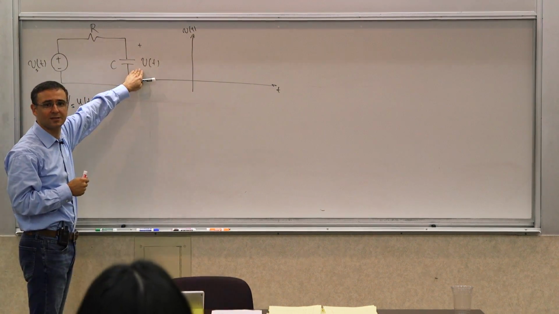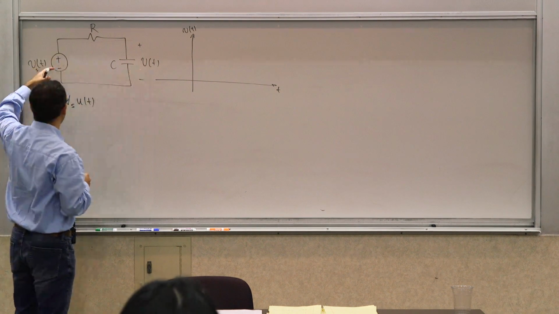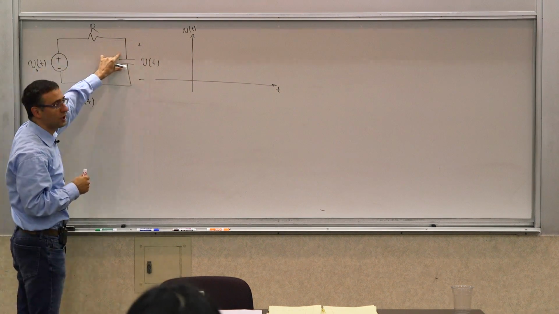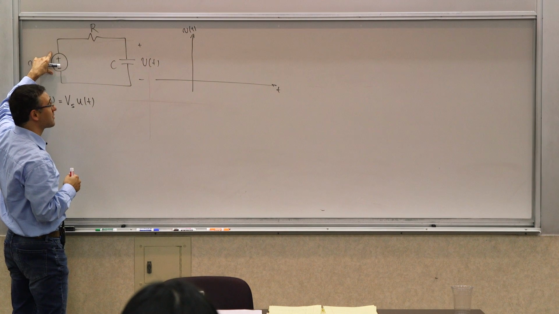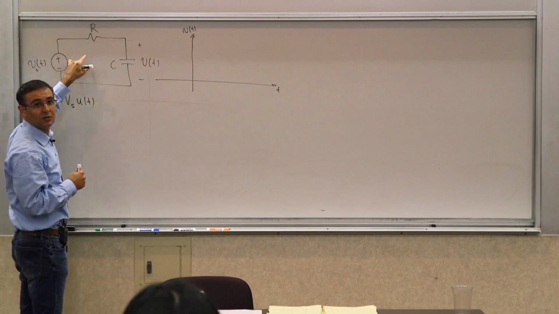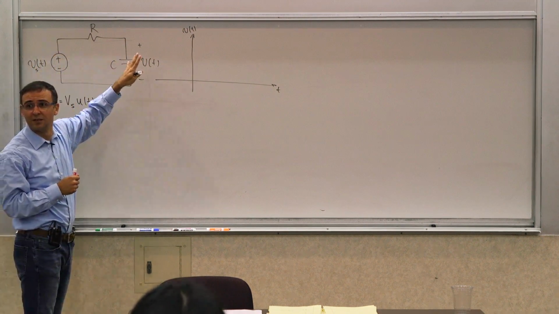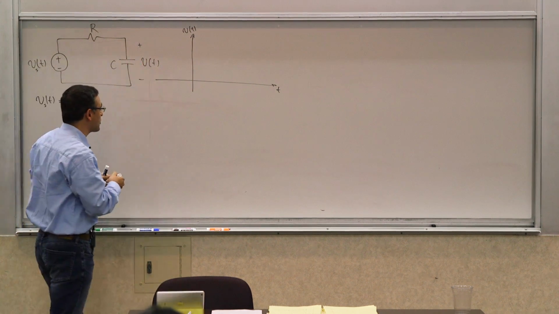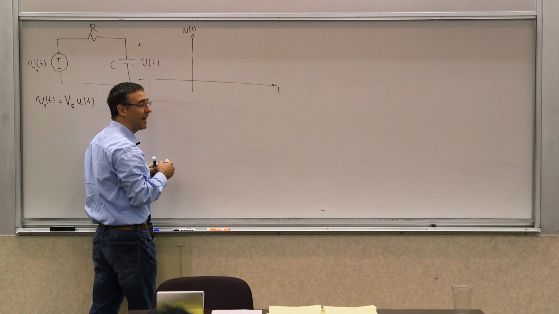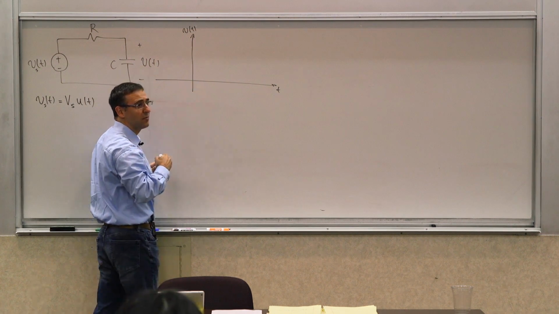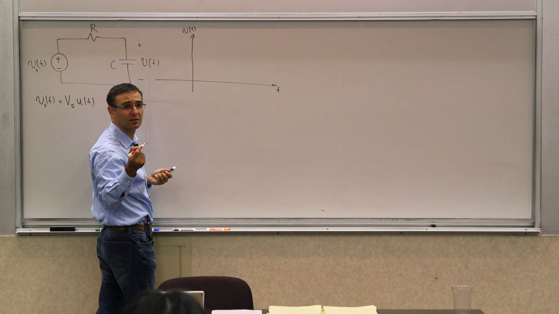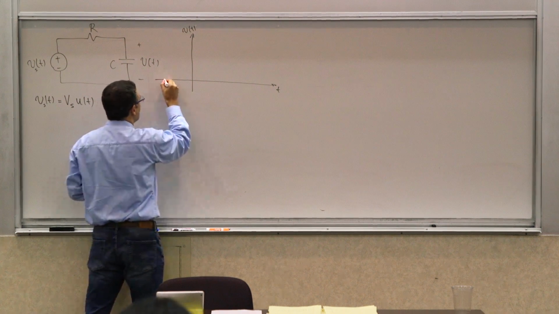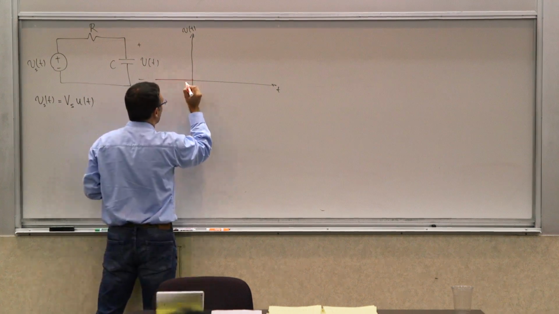V of 0 plus. Is there going to be an instantaneous change in this voltage? When there's a step, there's no impulse here, right? So there's no infinite current, and there's a resistor here, so the voltage cannot instantaneously change. So what is the value of V of t at 0? V0 minus, which is going to be equal to V0 plus: 0. So it's going to start at 0, right?